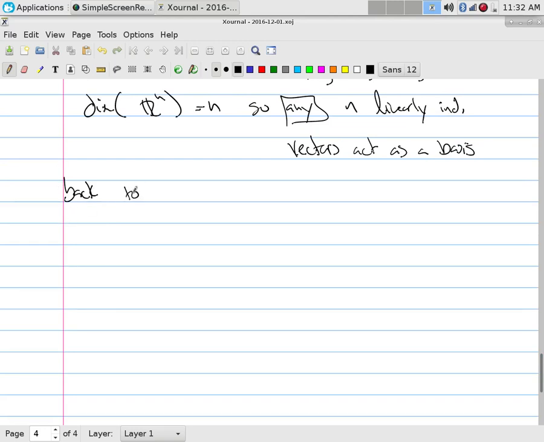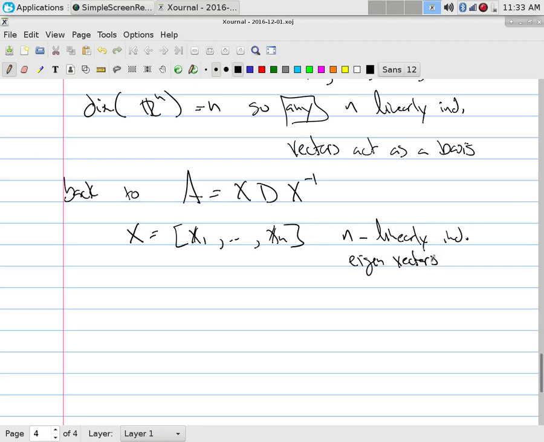So let's go back to A is factorized by A equals X D X inverse. X is equal to x1 up to xn. How many eigenvectors are there? N. Since the inverse exists, they're actually what? Linearly independent. So if I have n linearly independent eigenvectors, put those two together. What do these act as? A basis. These act as a basis of Rn space. So X is also a basis of Rn.